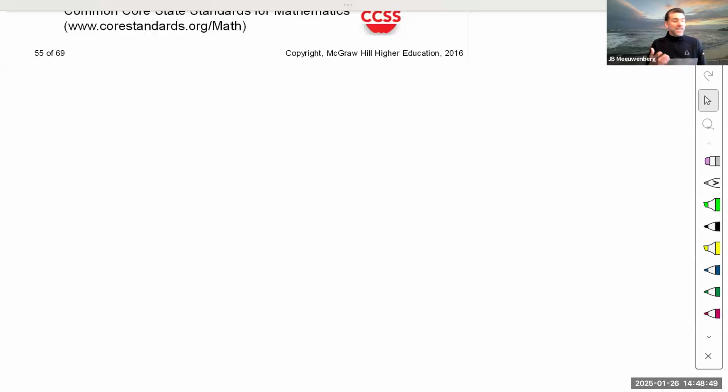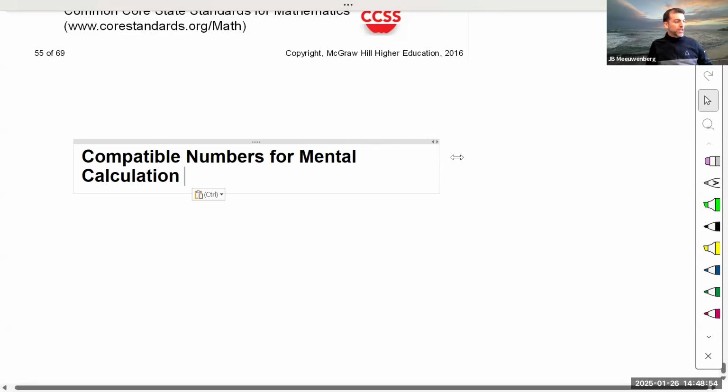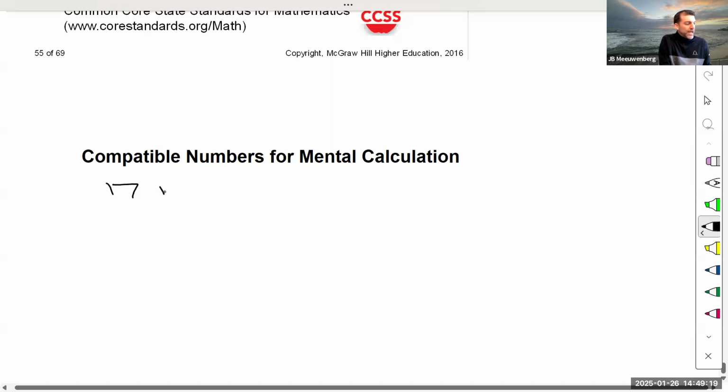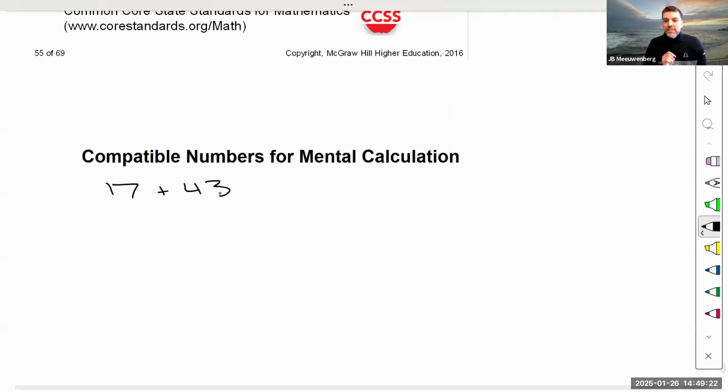So the first technique we're going to look at here is called using compatible numbers for mental calculation. And this is really just looking for nice, convenient numbers, pairs of numbers whose sum or difference is easy to compute. For example, let's just say we have to add, to start, 17 plus 43. In your head, go ahead and do that. Pause, do that calculation.